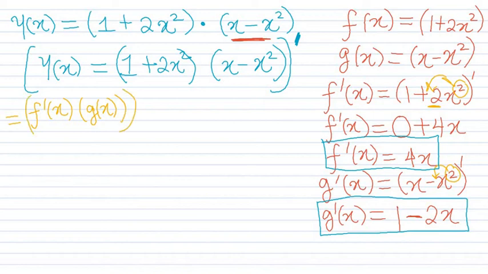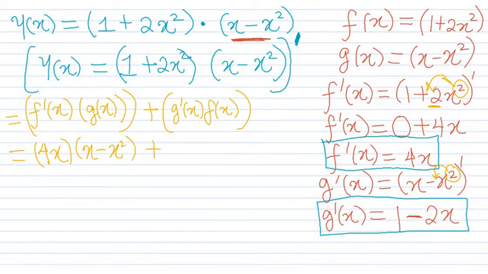So a big bracket to make them separate. So g prime of x multiplied by f of x. So now what we're going to end up with is f prime of x. What's f prime of x? 4x, right? Multiplied by g of x, which is x minus x squared.